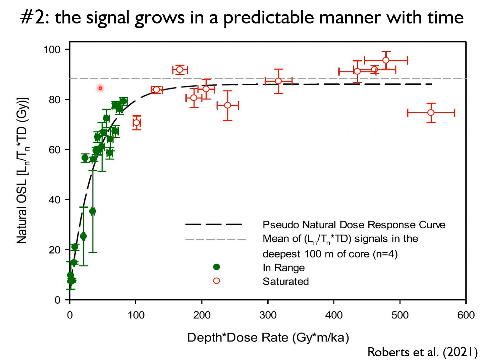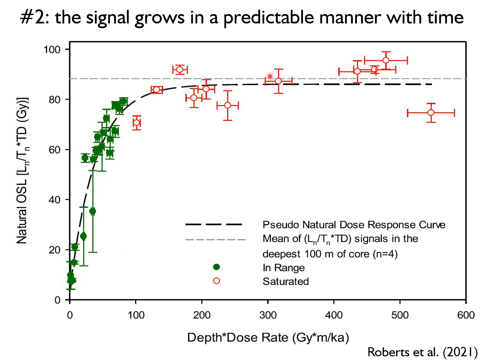Next, does the signal grow in a predictable manner? Here what I show is the natural luminescence signal on Y against the independent value. So it is the expected absorbed dose for a sediment. For that we need to have what we call a known age sediment.